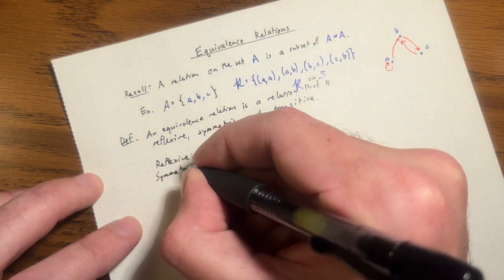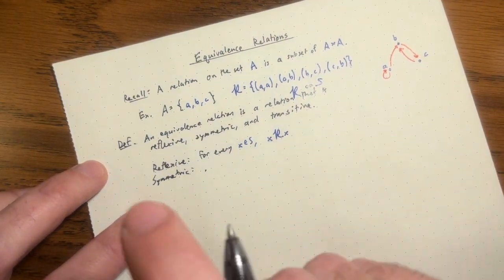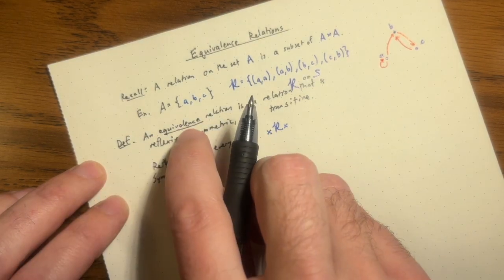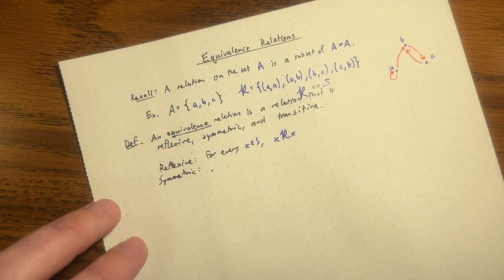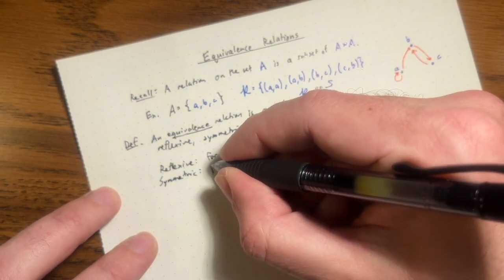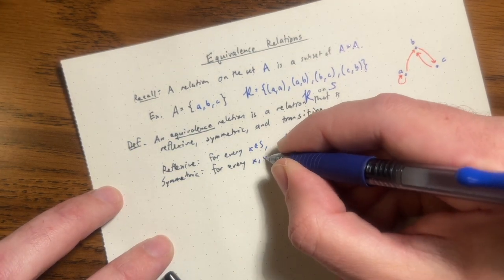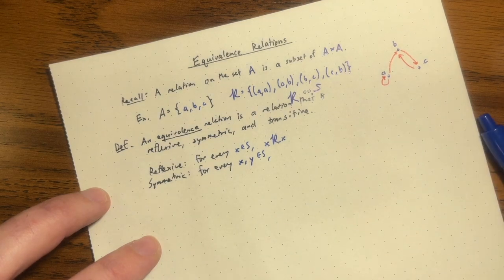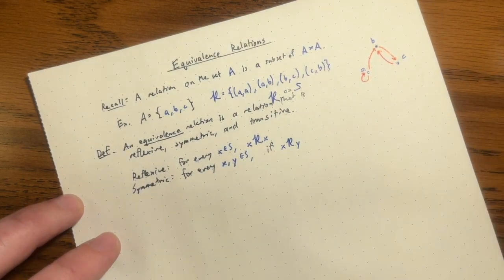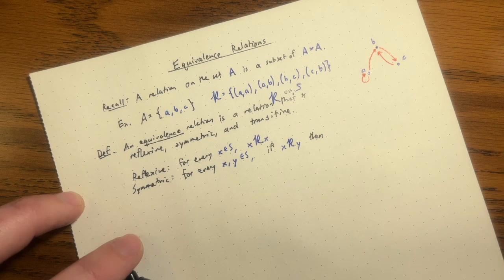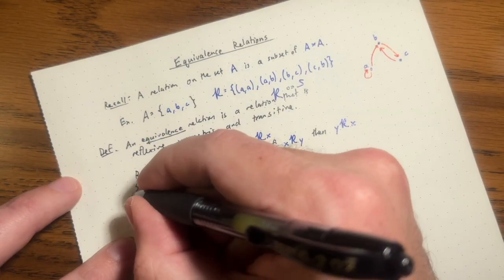Symmetric means, by the way, as I'm writing these properties, you should keep in mind an equivalence relation is designed to capture the notion of equivalence or equality. So that's what these three properties are supposed to do. So symmetric is for every X and Y in S, if X is related to Y, then Y needs to be related back to X, sorry.